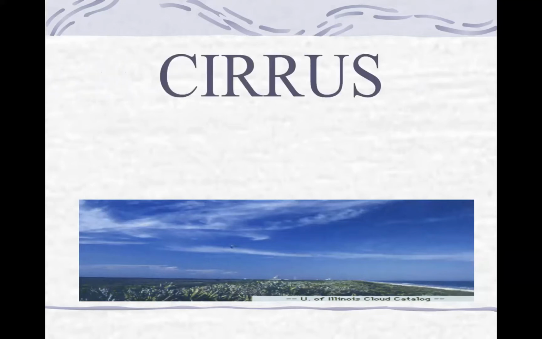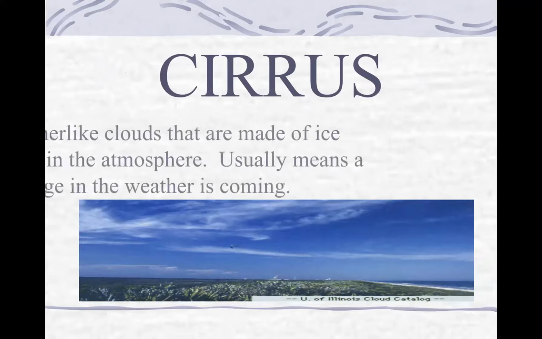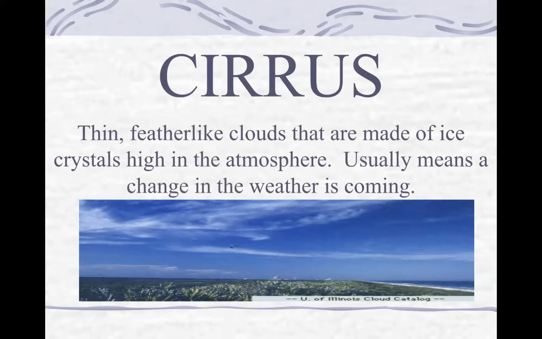And then the other type of cloud are these high whispery clouds that we refer to as cirrus clouds. Cirrus, they never laugh at a joke. No, I'm just kidding, guys. Cirrus clouds basically are thin feather-like clouds that are made up of ice crystals that are very high in the atmosphere. Most of the time, they're above 20,000 feet above the surface of our planet. And this usually means a change in the weather is coming.